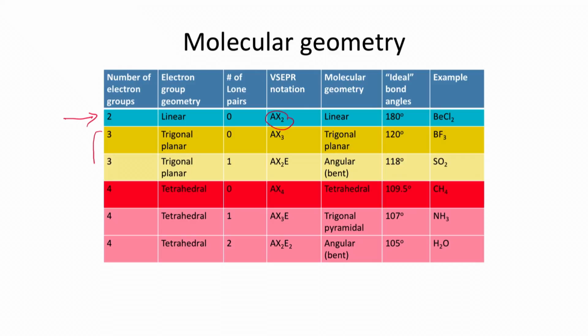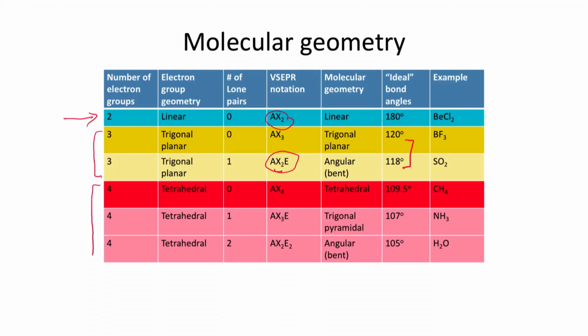But by the time I get to three electron groups, there's actually two possibilities. I might have three bonded pairs and no lone pairs, in which case it's the trigonal planar one that I showed you a minute ago, or I could have two bonded pairs and one lone pair, which I call AX2E. And so the point is that this is now angular or bent. So the angle changes slightly, right? Instead of 120 degrees, it's about 118 degrees. This difference of 2 degrees or so is due to this extra lone pair repulsion that we mentioned earlier.